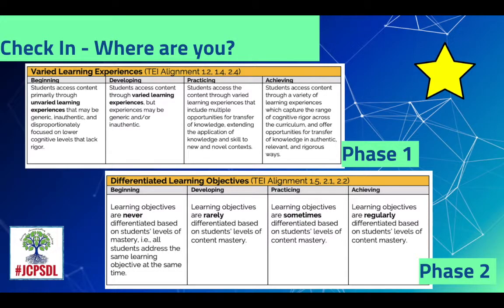So for the check-in, we're looking at 2 continuums for instructional rigor, which are phase 1 and phase 2. In phase 1, we're looking at varied learning experiences. How are you individually and as a team providing varied learning experiences for your students? In phase 2, we're looking at differentiated learning objectives. How can we have different objectives or learning targets for each student based on where they are?